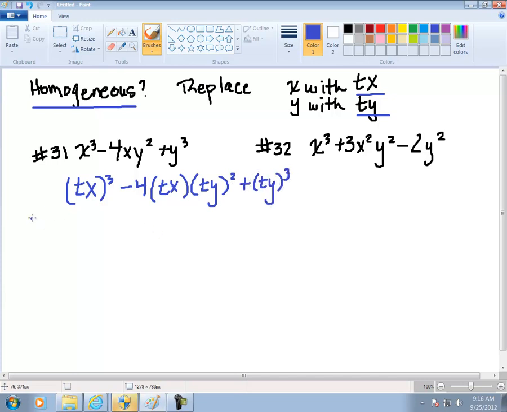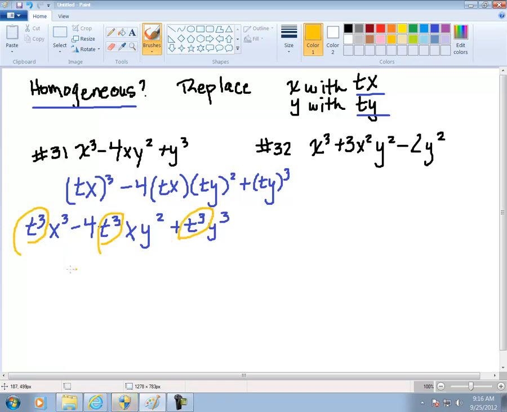All right, and now I can just expand this, t cubed x cubed minus 4 t, and then this would be a t squared, so that becomes t cubed. This would be an x and a y squared. This would be a t cubed y cubed. Okay, and now notice that I can factor out of each one of these the t cubed term. I'm going to factor out my t's, so I get t cubed, and I'm left with x cubed minus 4x y squared plus y cubed. Notice that I pulled out all the t's. They're out front, so this is in fact homogeneous.